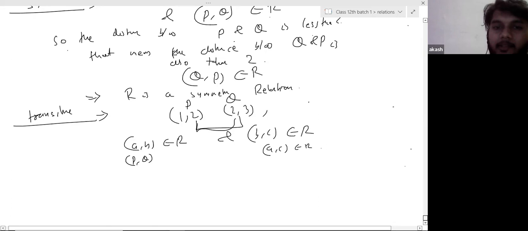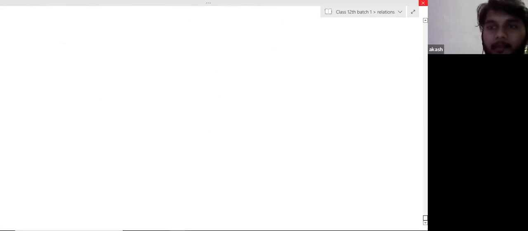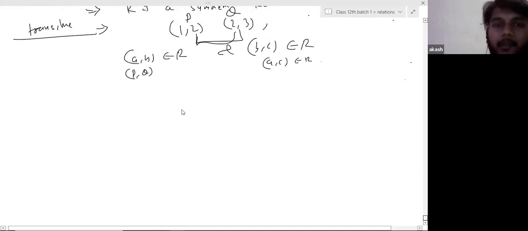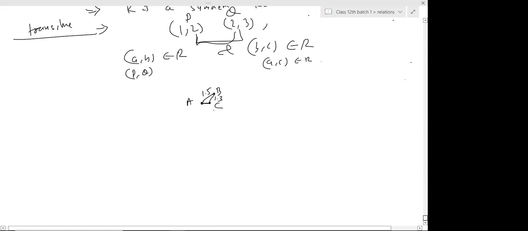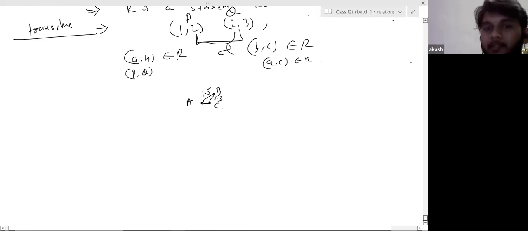Let me give you an example where this is true. Suppose this is a point and this is a point and this is another point, A, B and C. And this is suppose 1.5 and this is suppose 1.3. All right, Shikhani, if AB is 1.5 and BC is 1.3, will AC be more than 1.5? No. So how can you say this is not transitive?